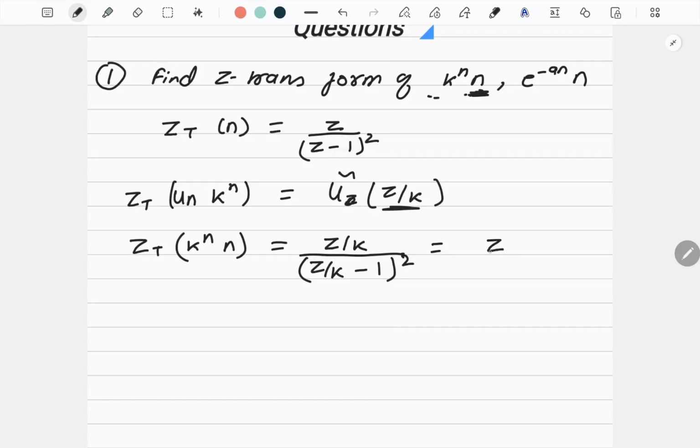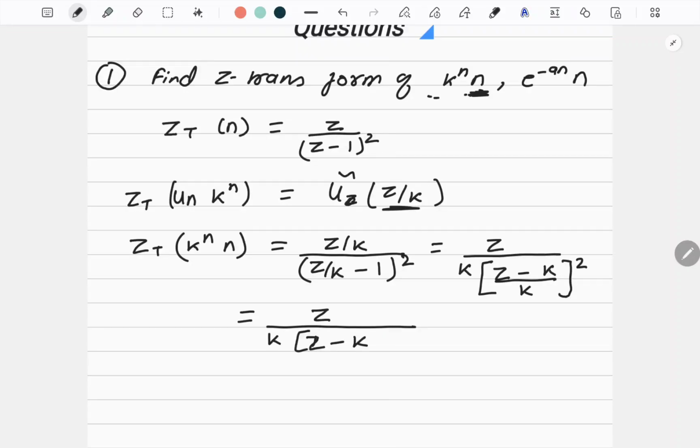So, what I am doing is, in place of Z, I am just writing Z by k as per this. Now if you solve this, Z by k you write here. Here you take the LCM. So, Z minus k it will become, and k here. And remember this is square. So, the next step: Z by k is there. This is (Z minus k) square, and this k square goes to the numerator. So, k and k square get cancelled and you get the answer as Zk upon (Z minus k) square. So, this is the answer for the first part.